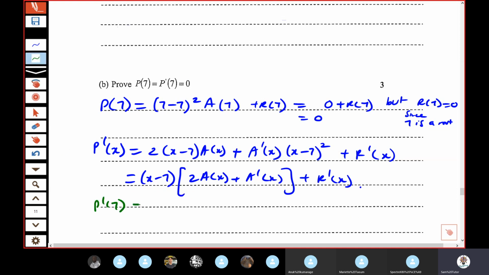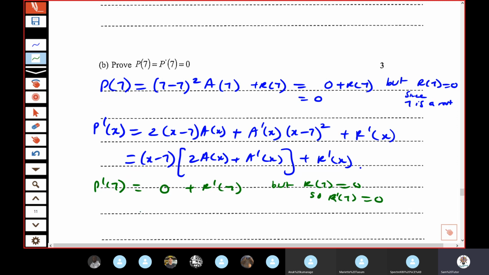Obviously, p dash of 7: 7 take away 7 is 0, plus r dash of 7. But r of 7 was already 0, so the derivative of 0 is still 0. So r dash of 7 is obviously equal to 0. Therefore, p of 7 equals p dash of 7 equals 0.